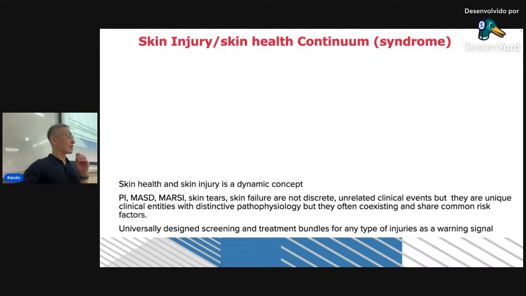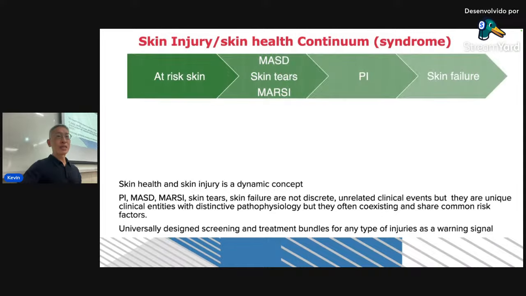So I think the more I think about the different types of skin injuries, the more I think that when you look at all the risk factors, they share a lot of commonalities. Perhaps we need to look at a different paradigm, that all those different conditions are not so discrete. When we think of pressure injuries, people have pressure sores, but we always have to think about those individuals carrying the same risk factors for developing MASD, skin tears, and MARSI as well.